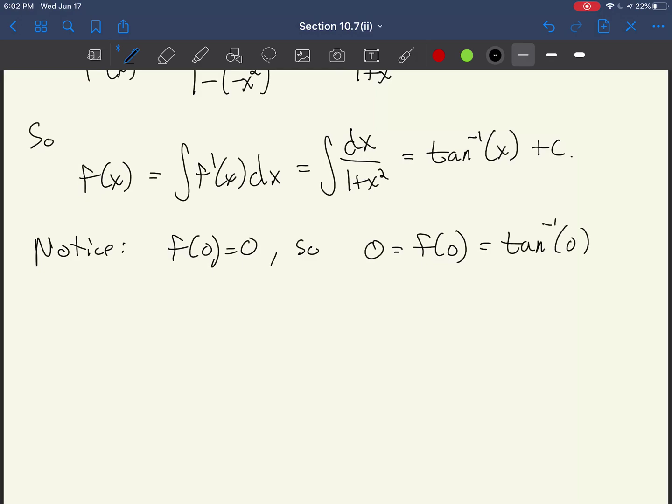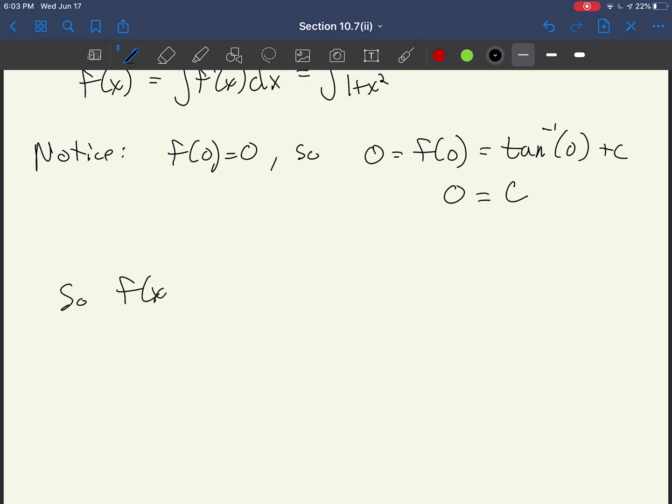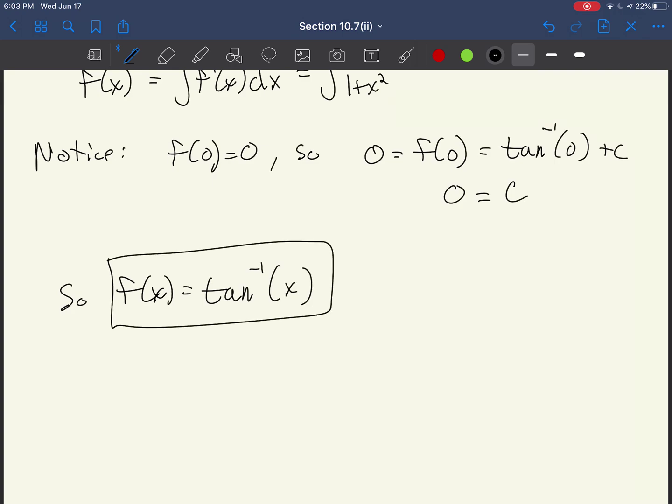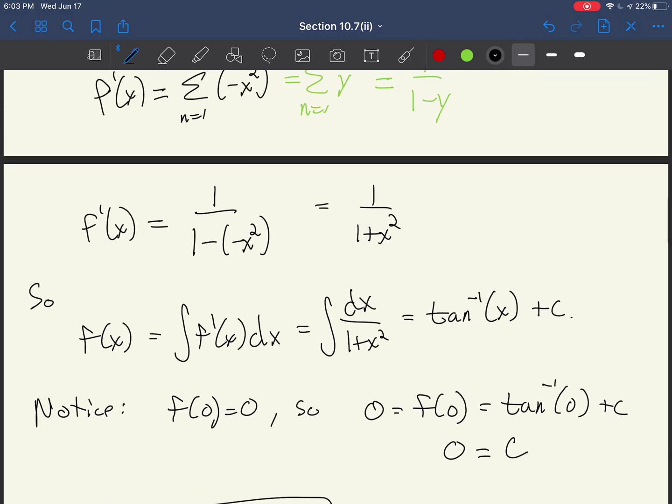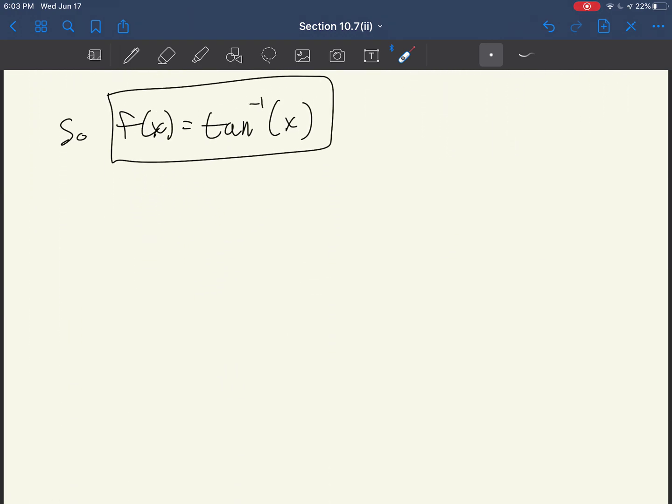So using that here, we have 0 equals f of 0 equals tan inverse of 0 plus c. Tan inverse of 0 is asking tangent of what equals 0, which is where does sine equal 0 and cosine not equal 0, and that is at 0. So we get that c equals 0. So f of x was tangent inverse of x. The function that has this power series representation is tangent inverse of x.